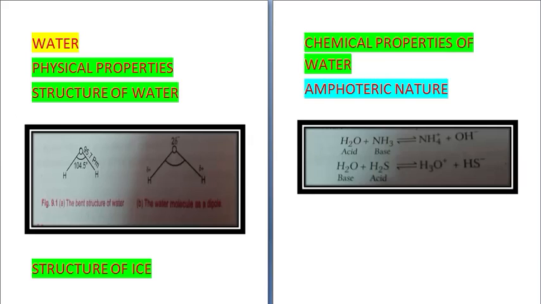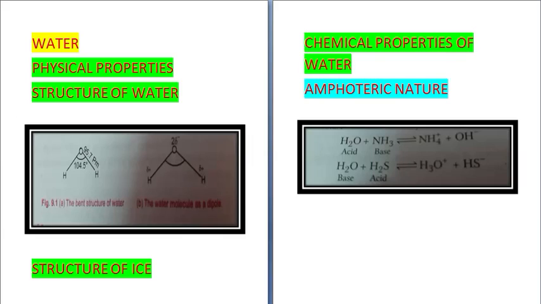Now next is structure of ice. So ice crystals were examined with X-rays, and it showed that each oxygen atom is surrounded tetrahedrally by 4 other oxygen atoms at a distance of 276 pm. Hydrogen bonding gives an open cage-like structure to ice, and they have empty spaces. In detail, you can study about it in the chapter chemical bonding.